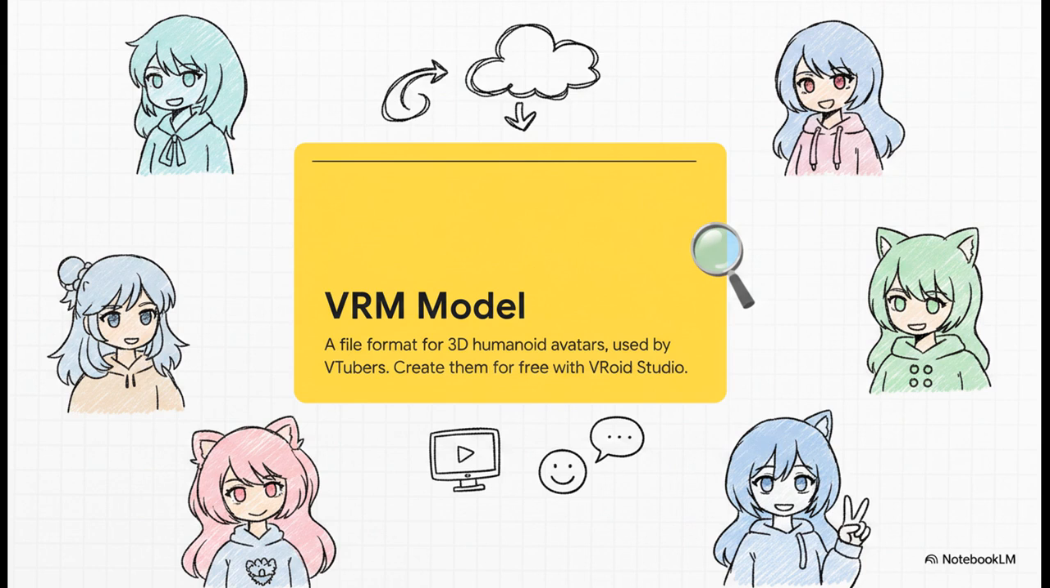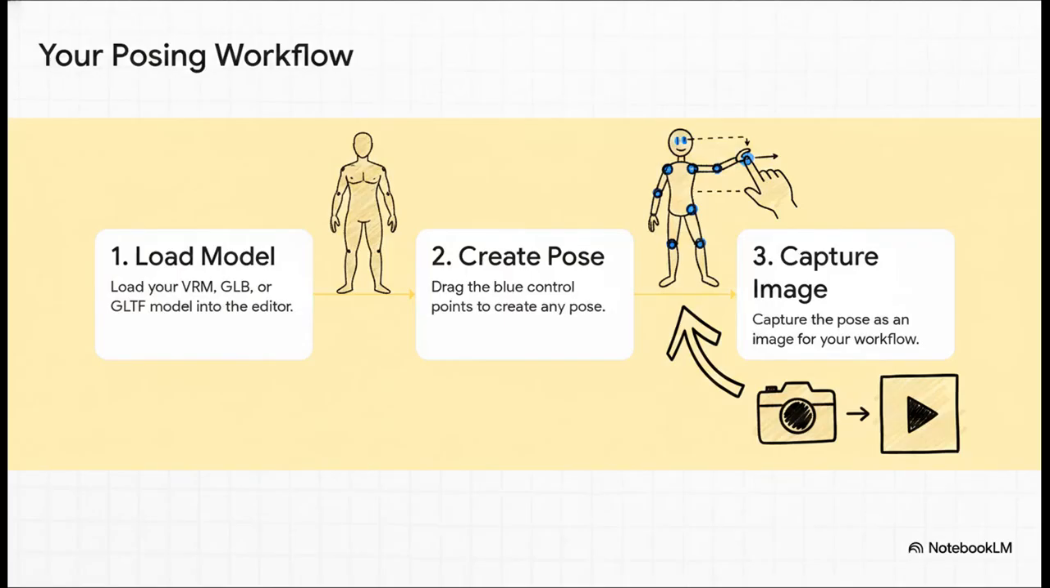Now, what makes this so incredibly accessible is that it uses standard files, like VRM models. If you've ever watched a VTuber, then you've seen a VRM model in action. And you want to know something really cool? You can make your own for free using super easy software like VROID Studio. No 3D degree required.